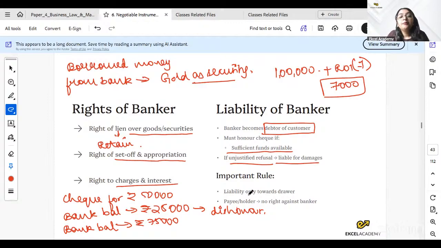Bank again is liable only towards your drawer. The payee or holder has no right against the banker. So whose bank is it? It is the drawer's bank, right? So the banker will be liable only to the drawer and not the drawee. Who will be liable to the payee? It will be the drawer who will be liable to the payee.